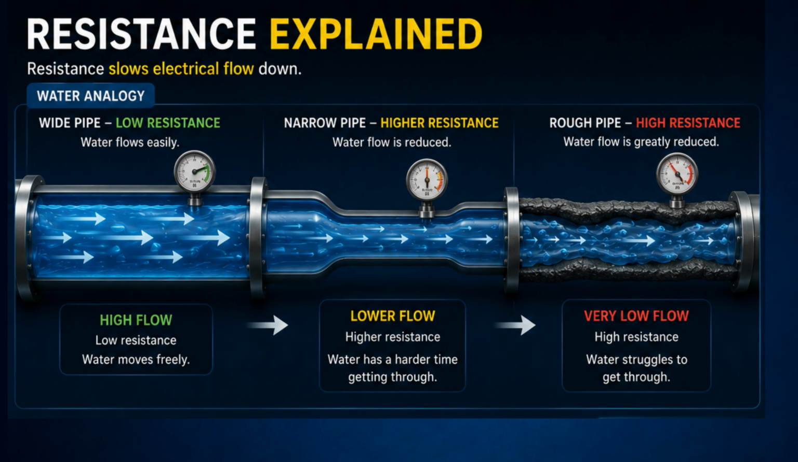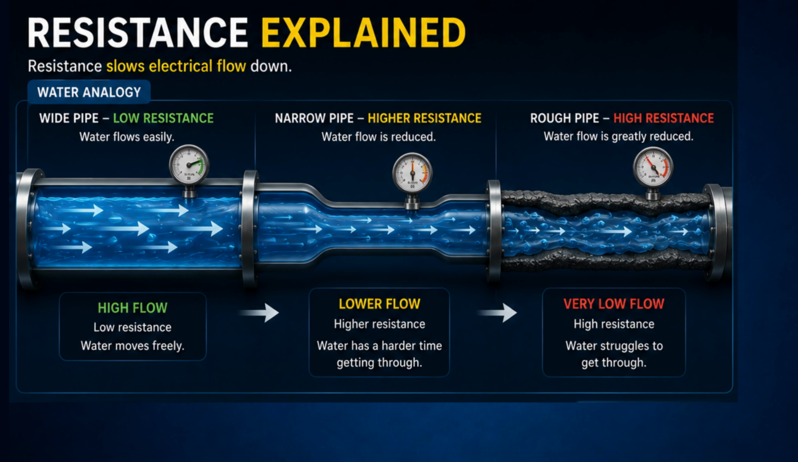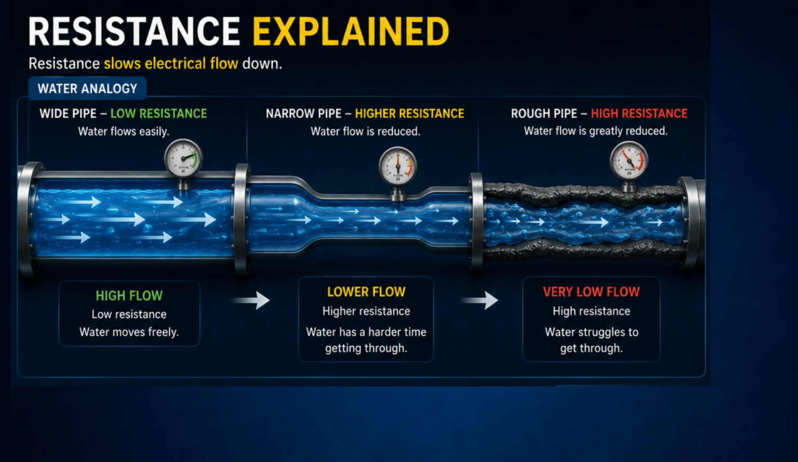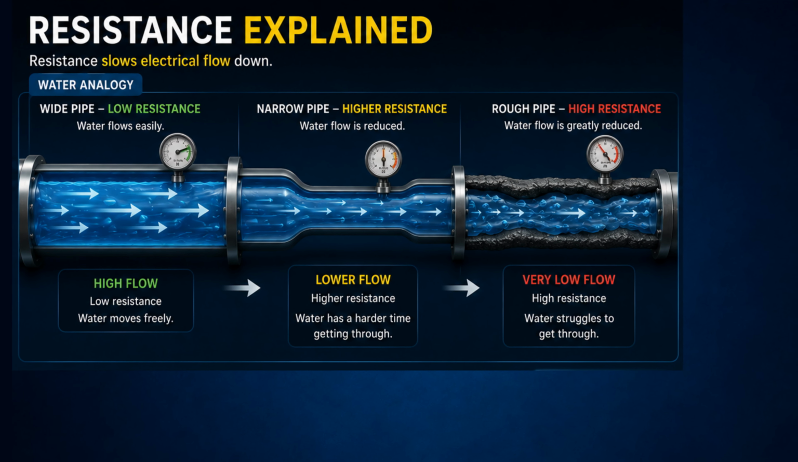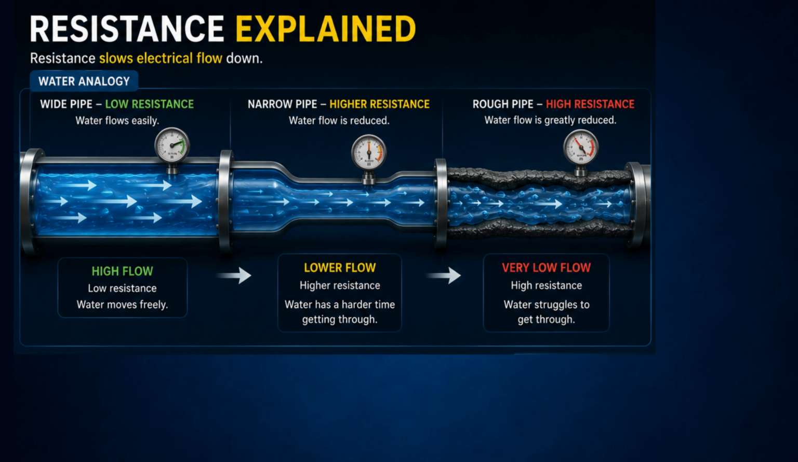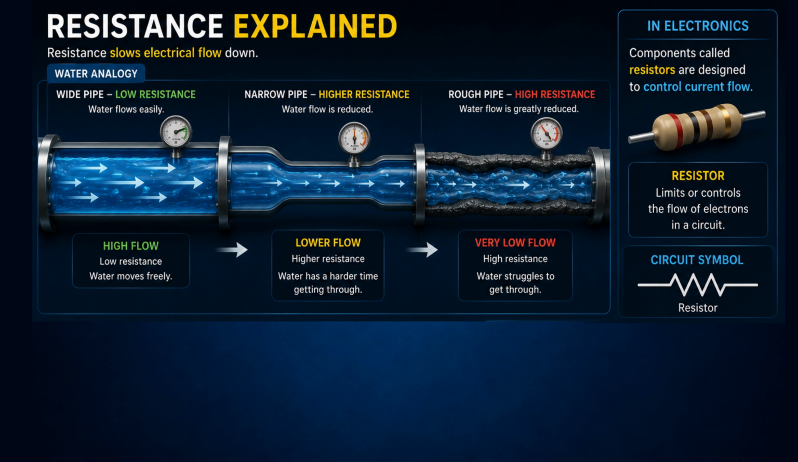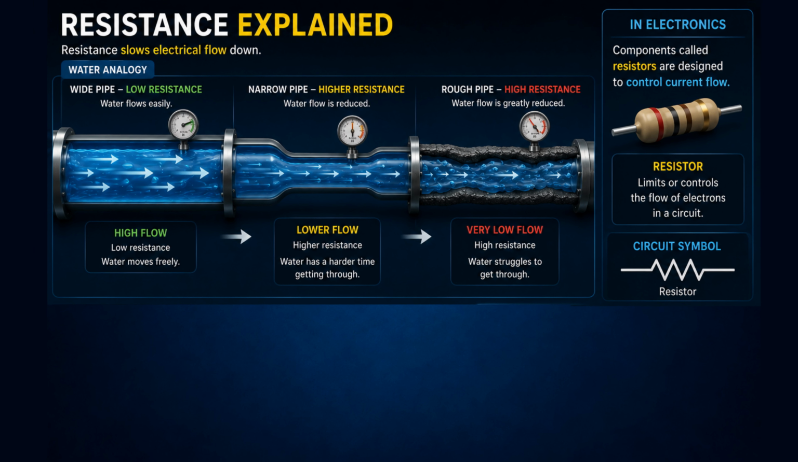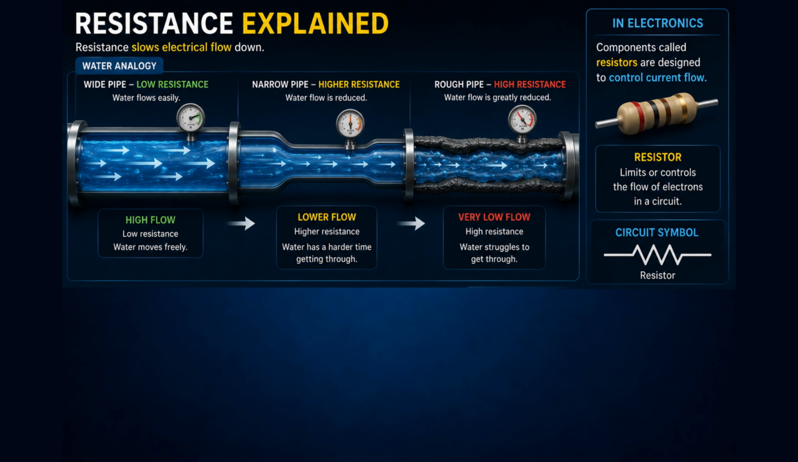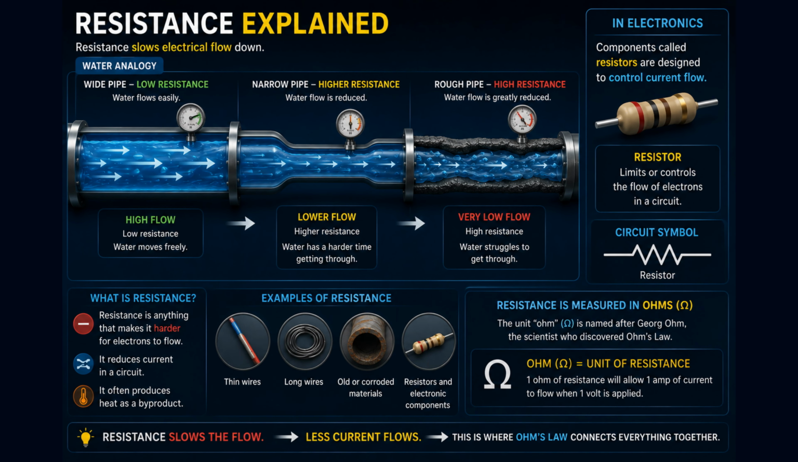The third piece is resistance. Resistance slows electrical flow down. In our water analogy, imagine squeezing the pipe smaller. Now the water has a harder time getting through. That's resistance. In electronics, components called resistors are designed specifically to control current flow. Resistance is measured in ohms, and this is where Ohm's law connects everything together.